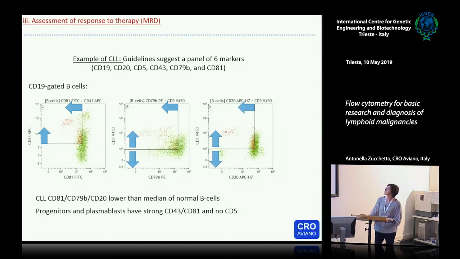In CLL, the guidelines suggest the use of this panel of six markers, because in CLL cells express lower levels of CD81, CD79B, and lower levels of CD20, with respect to normal B cells and also with respect to progenitors and plasmablasts that have higher expression of CD43 and CD81 and do not express CD5, which is a peculiarity of CLL cells.